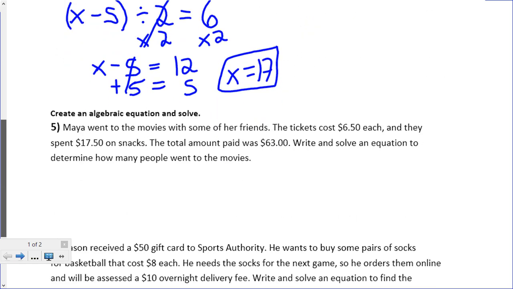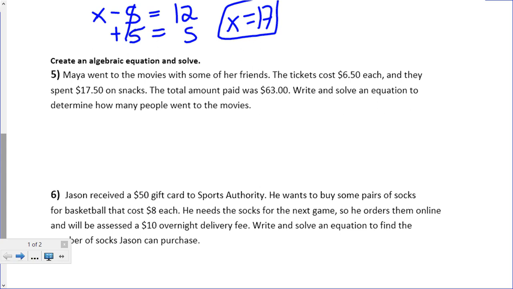Now we're going to get into scenarios, so like a real world situation. This one involves Maya. Maya went to the movies, she went with some friends, and when you go to the movies, you have to buy the tickets, right, to get in, unless you sneak in. But we're assuming Maya and her friends aren't going to sneak in, they're actually going to buy the tickets.